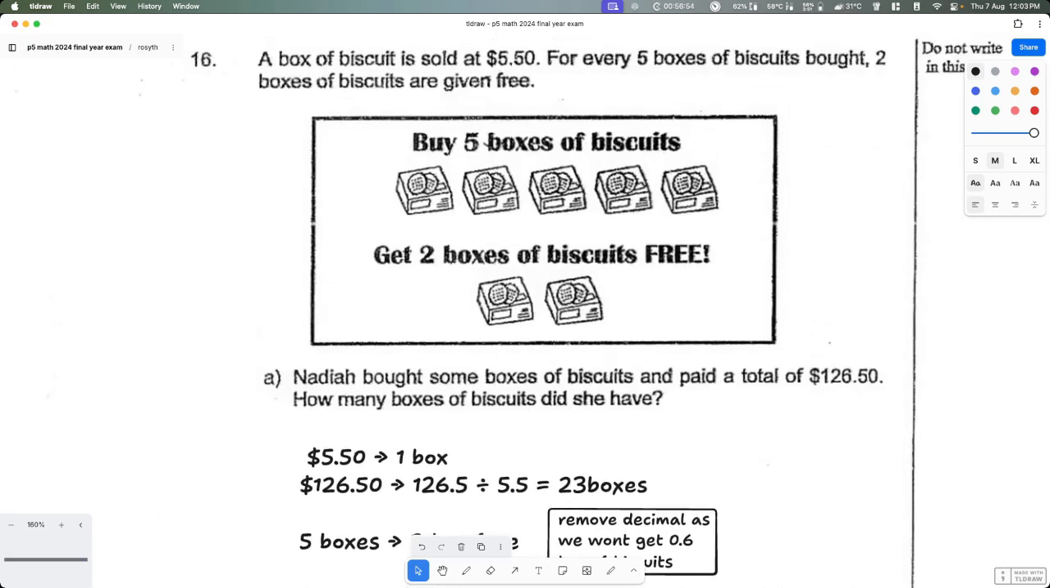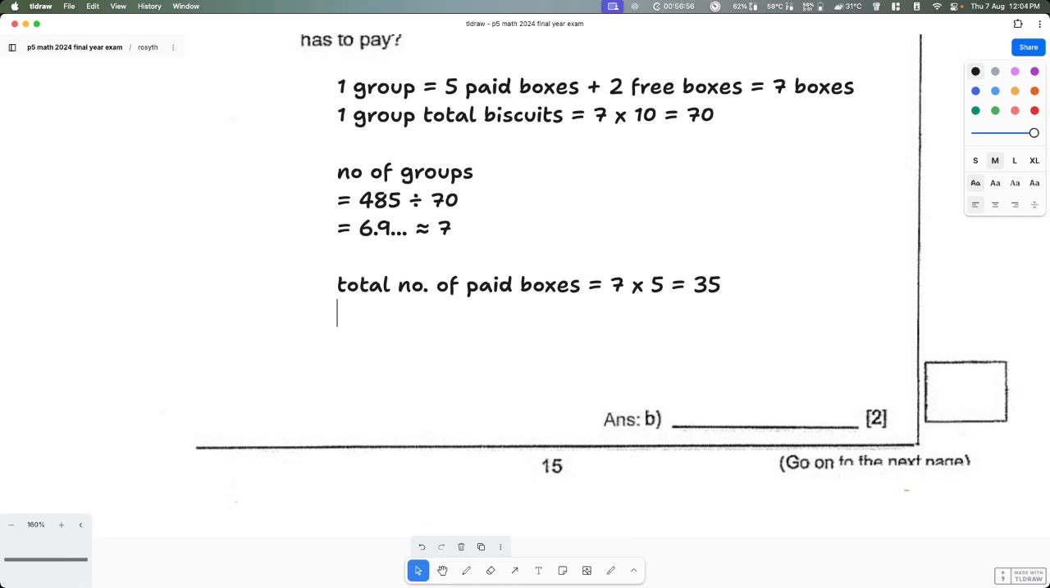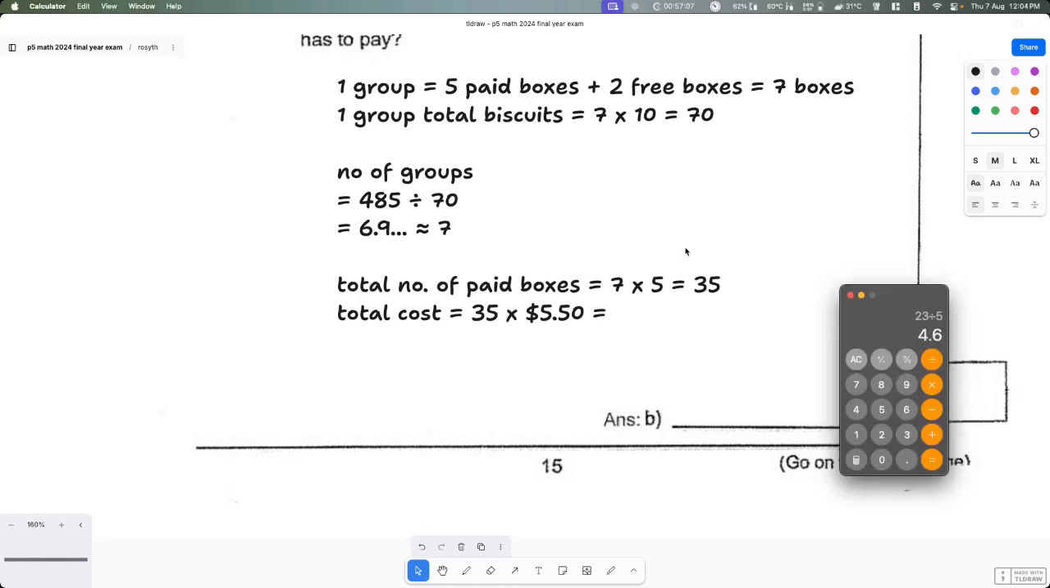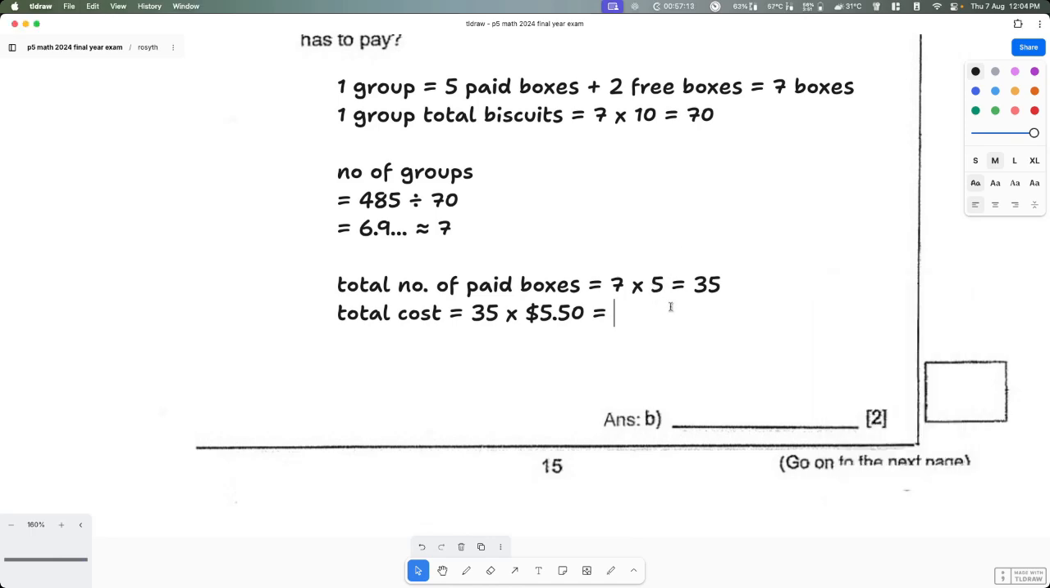So one box is $5.50. So total cost is equal to 35 times $5.50. Okay, and then this will give us half of this. No, 35 times 5.5 is $192.50. Okay, there you go.